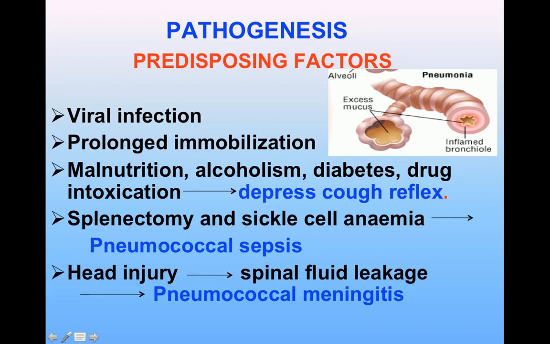They cannot be killed or removed by the spleen, and hence it can lead to sepsis or septicemia. Patients who have had head injuries will have leakage of spinal fluid, and this spinal fluid is a very good medium for multiplication of Strep pneumoniae, which is going to lead to pneumococcal meningitis. So you get a question on predisposing factors in your exam as part of your SCQ. All of you should be familiar with what is written on this slide.